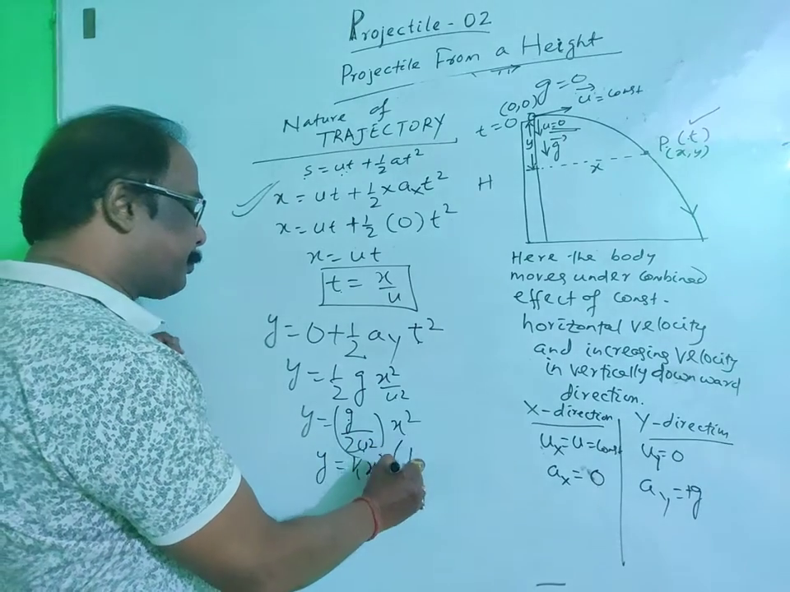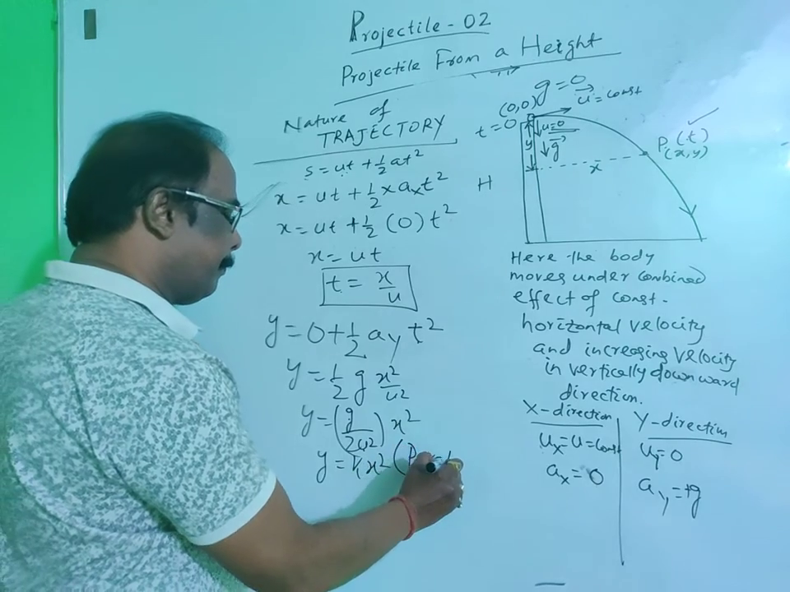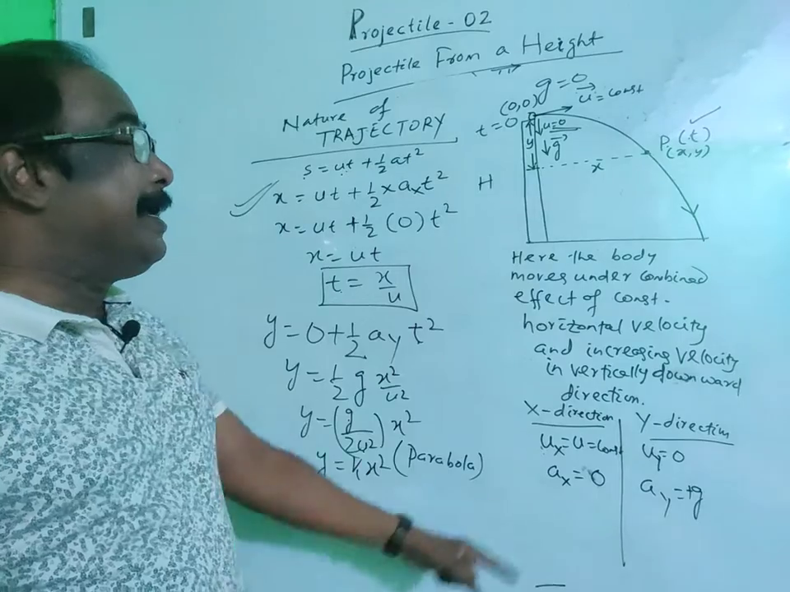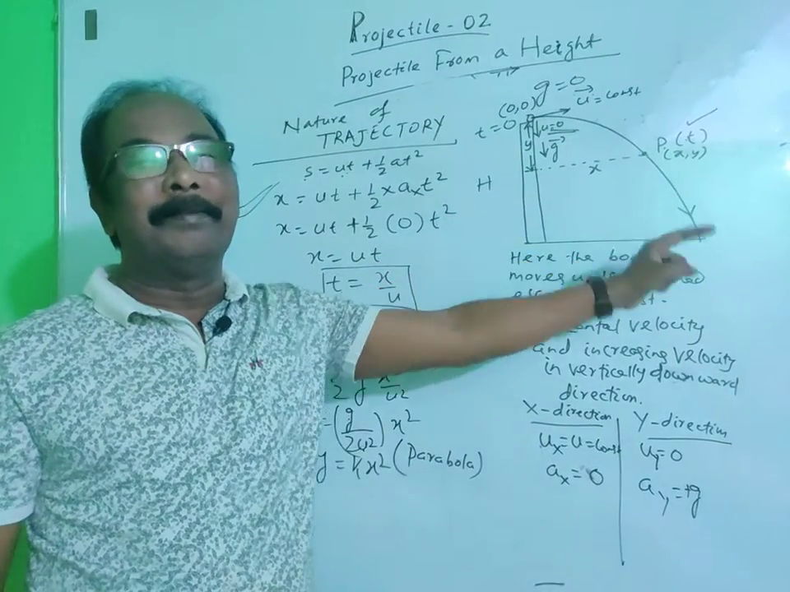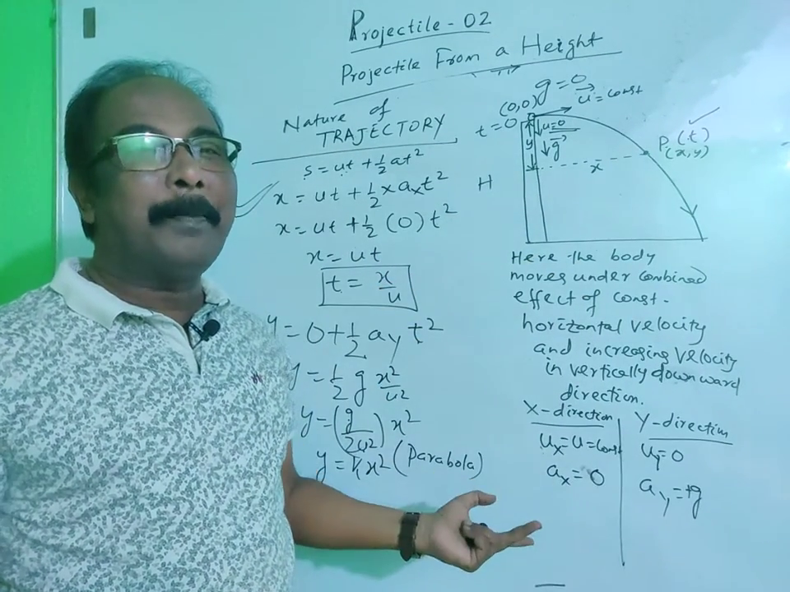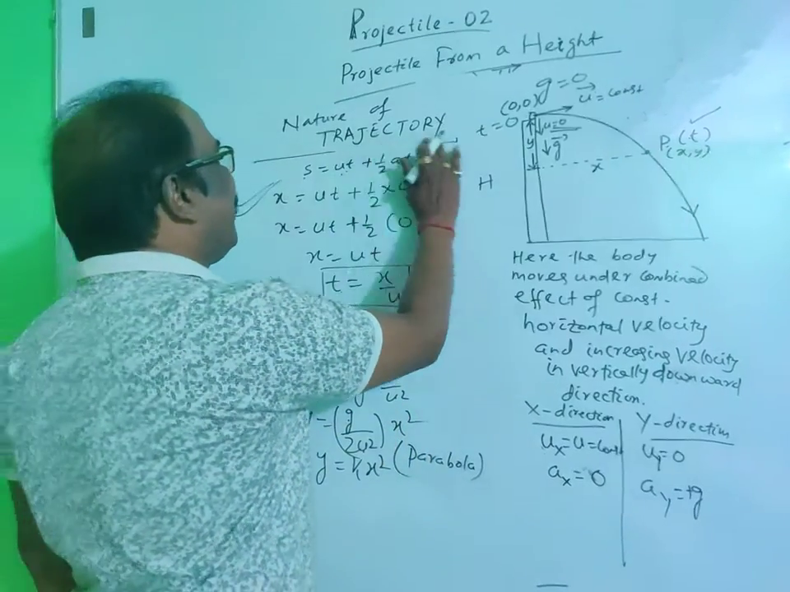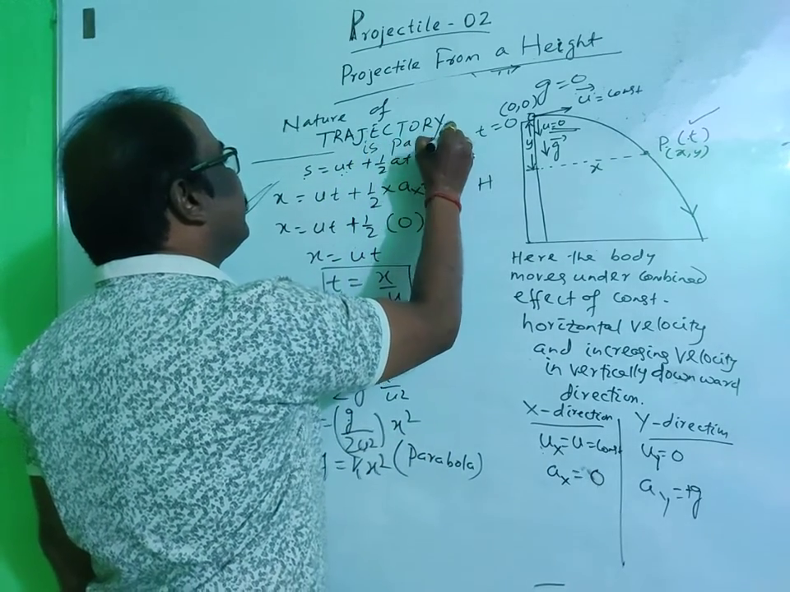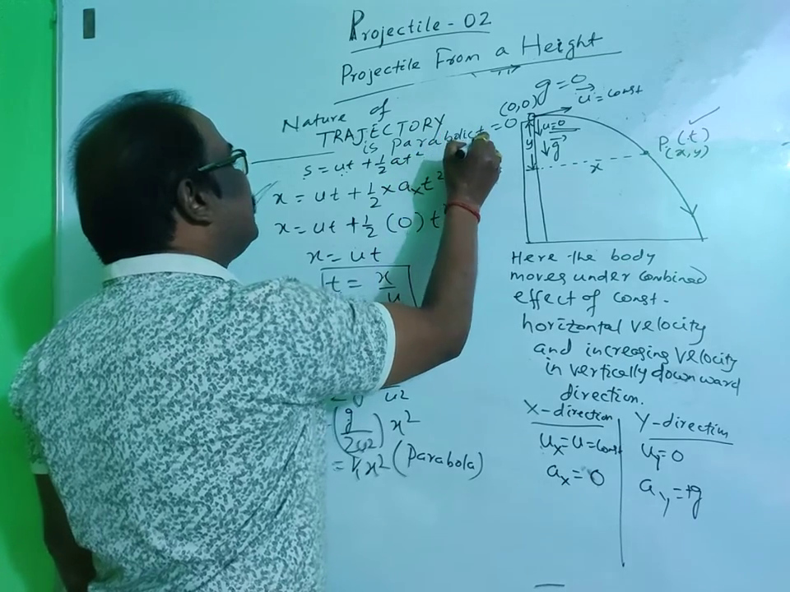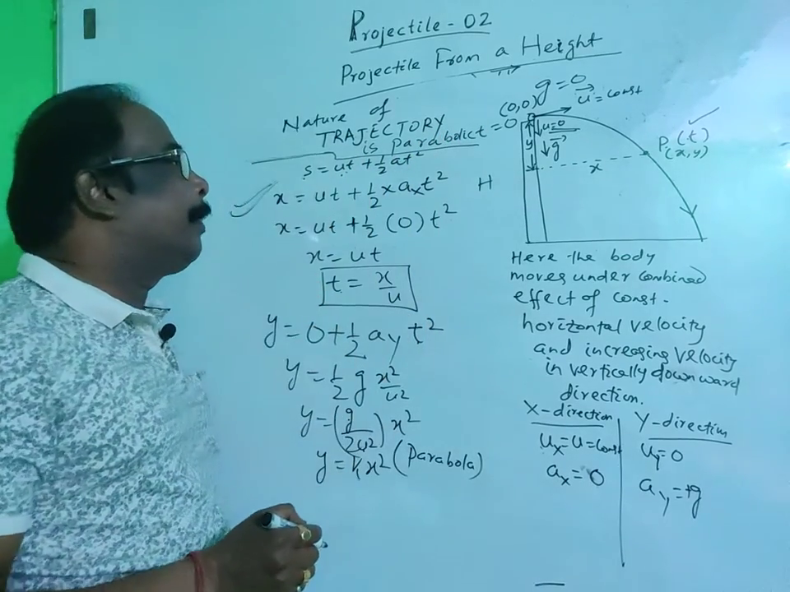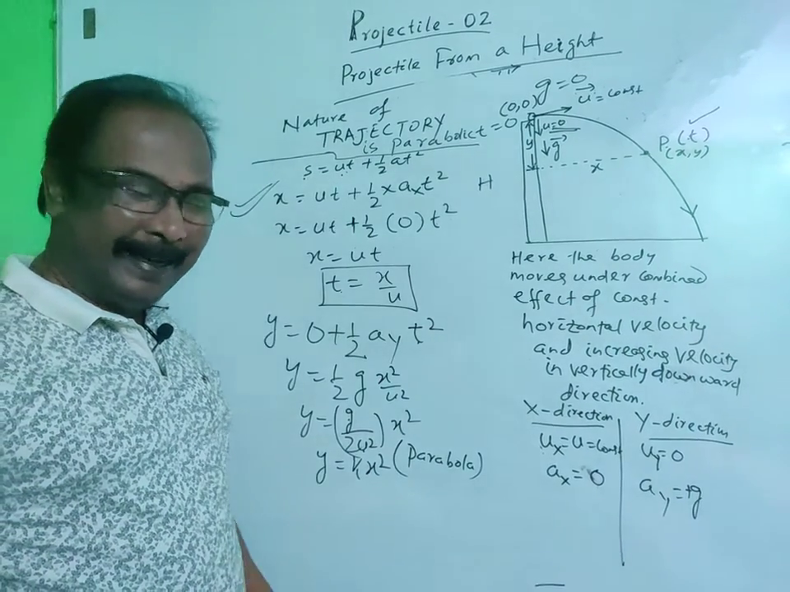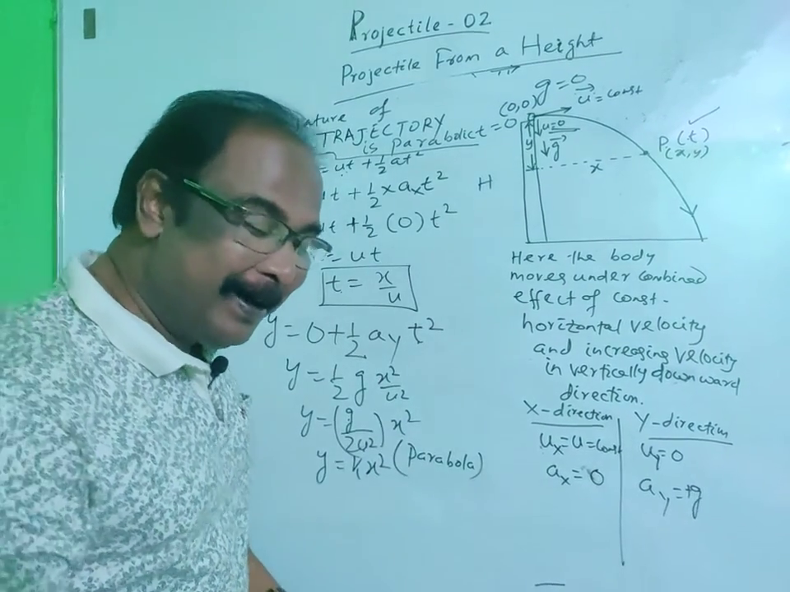So this is the equation of a parabola. Thus, we may name this curved path a parabola, and the nature of the trajectory is parabolic. This curve is named as parabola, and the nature of trajectory is parabolic. Okay. Then we will go to different points.